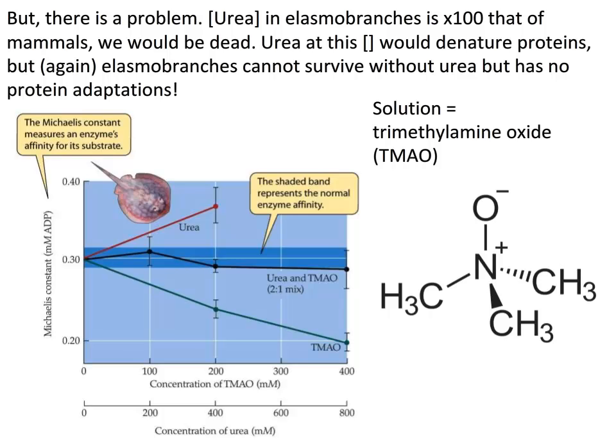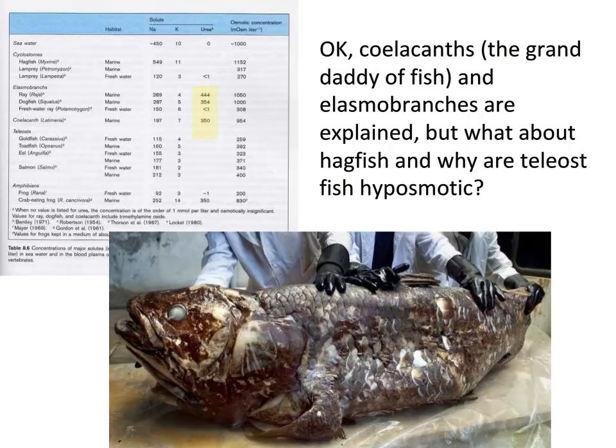And the simple answer is they produce a buffering compound, or enzyme if you like, called TMAO, or trimethylamine oxide. And what that does is it basically negates the denaturing effect of urea, or stops urea from denaturing their internal proteins, making urea a safe solute to retain internally. Okay, so that explains how elasmobranchs and coelacanths achieve isoosmotic potential with their external environment.